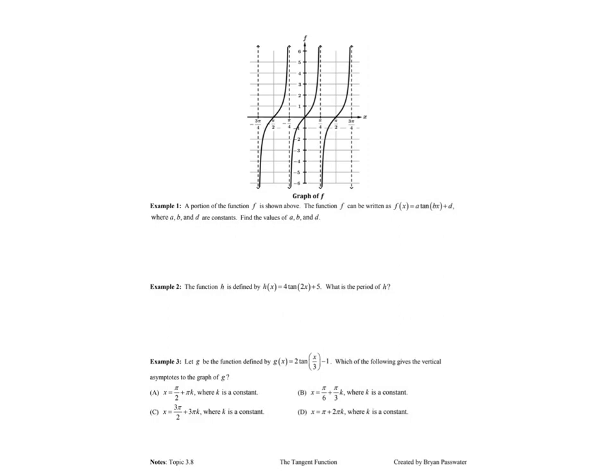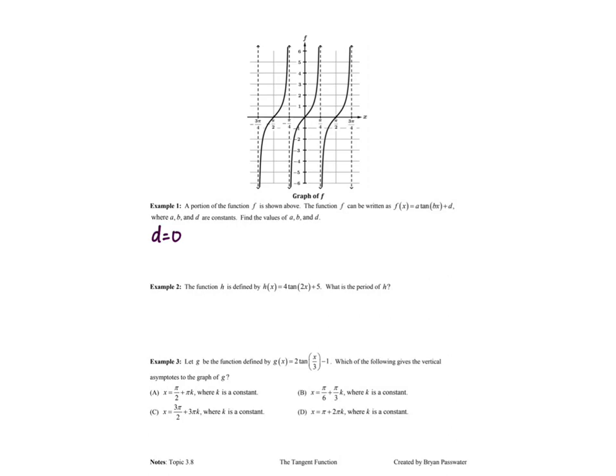Okay, so example 1 says a portion of f is shown above. The function f can be written as f of x equals a tangent of bx plus d, where a, b, and d are constants. Find the values of a, b, and d. D is 0. A is harder to tell. Let's start with b. Or d. You said what? D is 0? Yeah. Okay, because it's not shifted up or down. Let's go there. D equals 0.